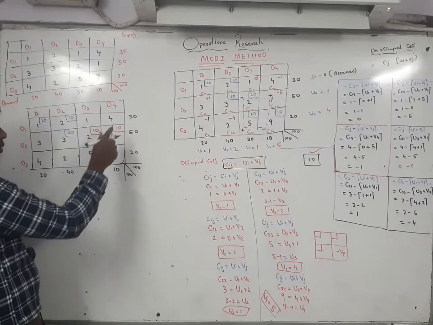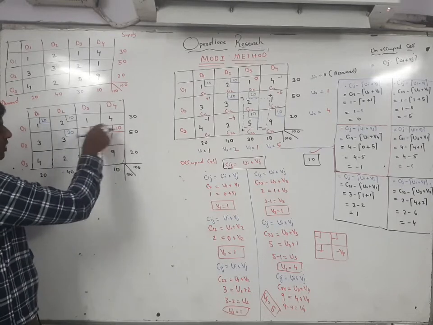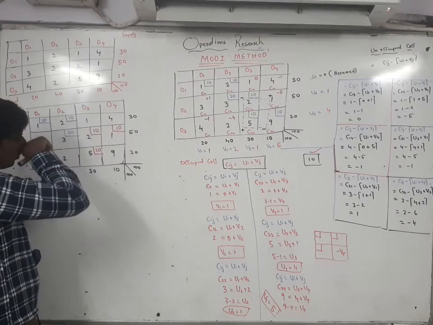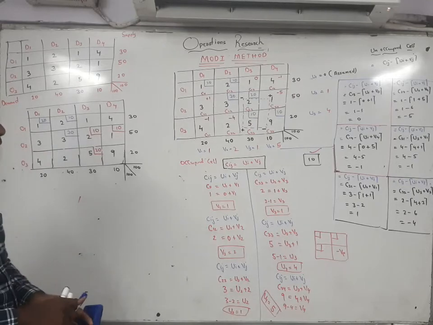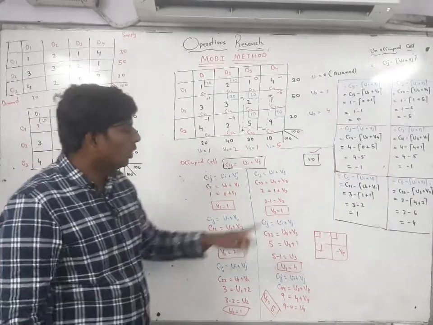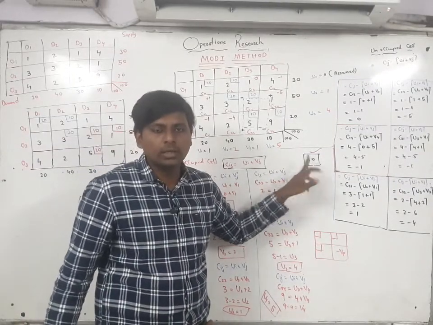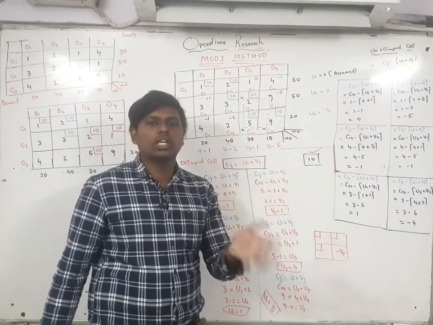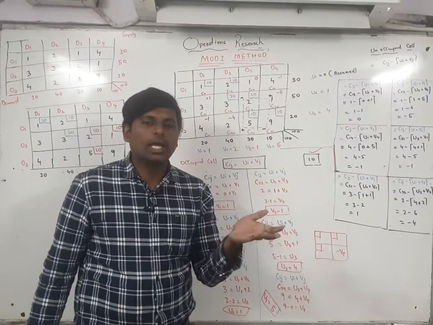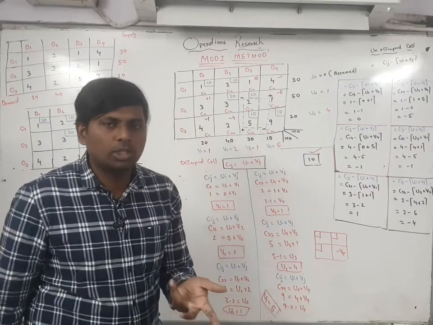Only I focus on these 4 cells. Once again I will tell you. First you have to select the least value. Least value, how much did you get? 10. What you have to do? Wherever you are getting plus, you have to add that 10. And wherever you are getting minus, you have to subtract that 10.